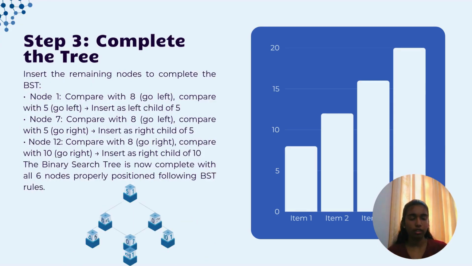Now we construct the right subtree. The next preorder value is 10. So 10 becomes the right child of 8. In the in-order traversal, 12 is on the right side of 10. So 12 becomes the right child of 10. Now both subtrees are complete and the BST structure is fully reconstructed.